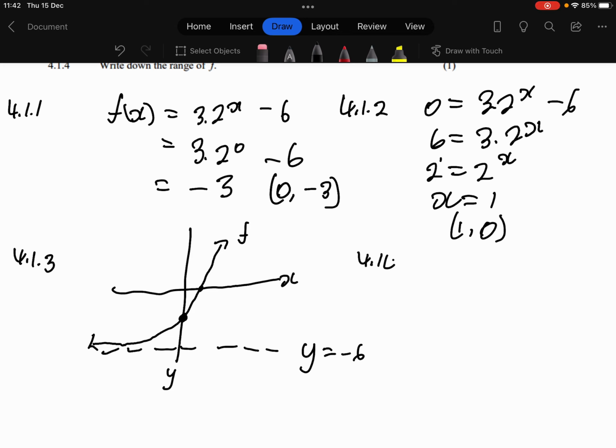4.1.4 says write down the range of f. Range is from top to bottom or bottom to top, and in this case we have an asymptote at negative 6 and the graph falls above the asymptote. Therefore, everything below the asymptote will never be included in this graph. The graph will never be on that side of the asymptote. So the graph will only form when y is greater than negative 6.